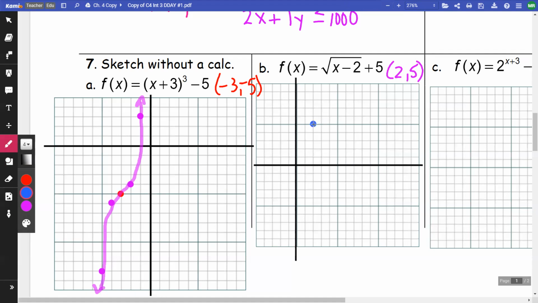2, 5. And then from here, I'm going to take square roots. So if I go out 1, square root of 1 is 1. I'm not going to go 2 because the square root of 2 is not nice. I'm not going to go 3 because the square root of 3 is not nice. But I'm going to go 1, 2, 3, 4 because the square root of 4 is 2. And then I'm going to go 5, 6, 7, 8, 9 because the square root of 9 is 1, 2, 3, and so on. And then I'm going to connect this. And there's my square root.